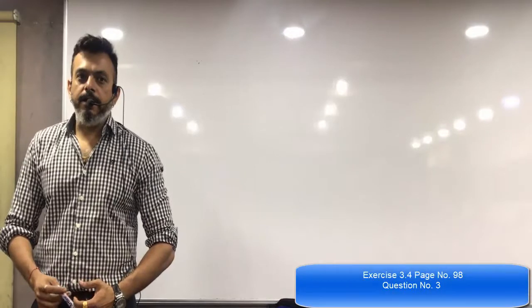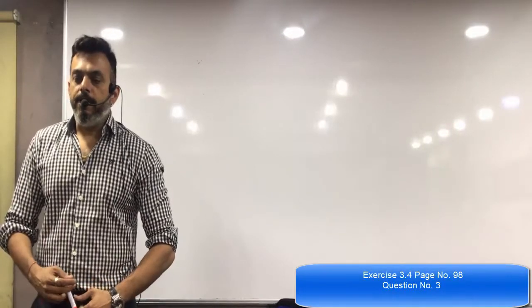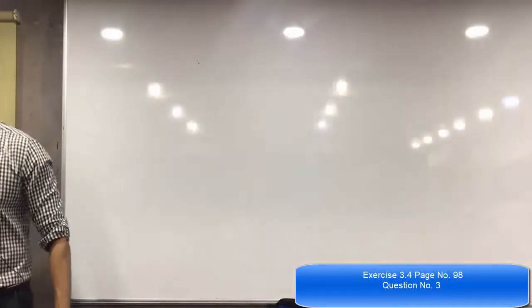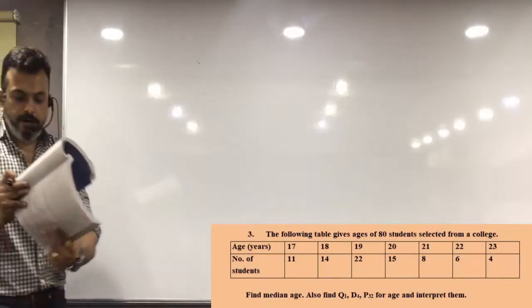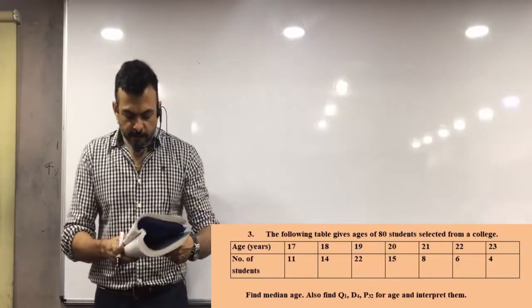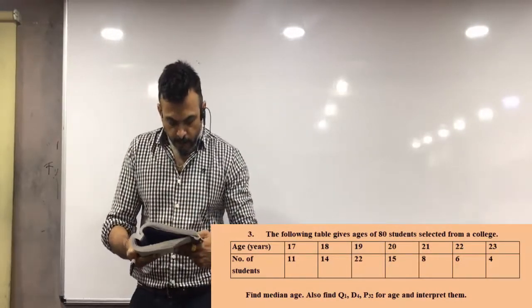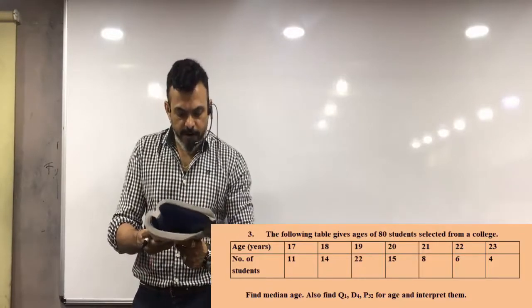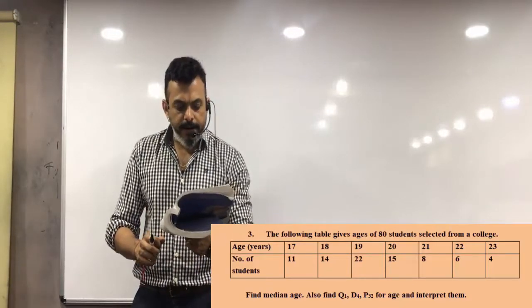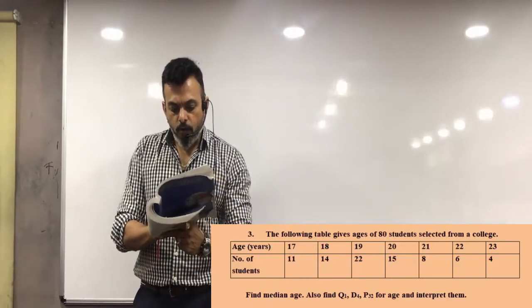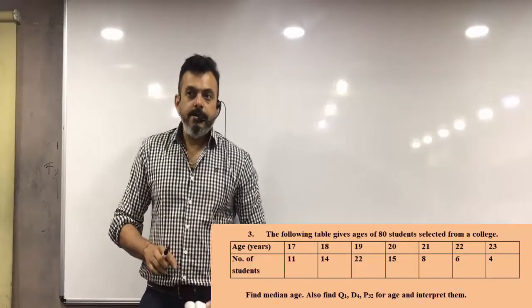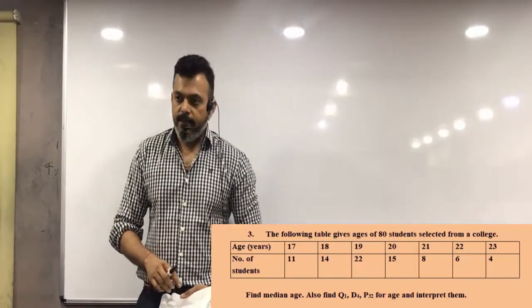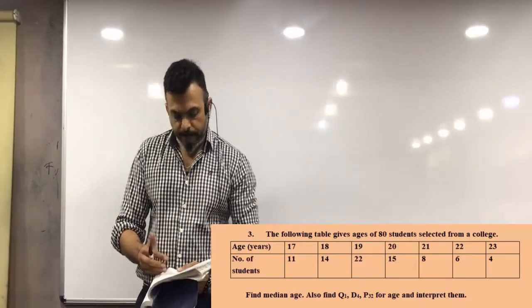Page number 98, exercise 3.4, question number 3. Now the following table gives the age of 80 students selected from a college. So age in years is given and number of students is given. Find the median age. Also find Q1, D4, P32 for age and interpret them. So we have to also interpret them.